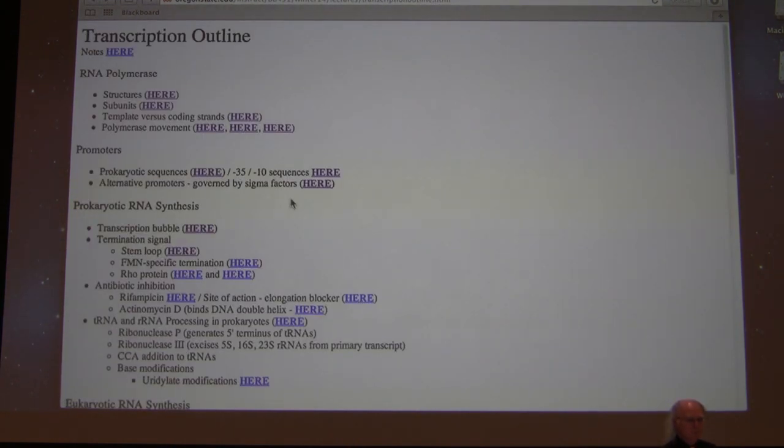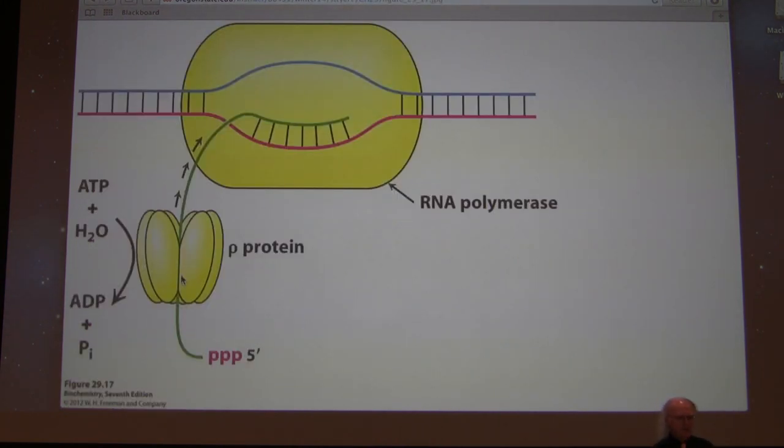Okay. Now, I've just described to you factor-independent termination. Given that one is called factor-independent, it wouldn't be too surprising to think that there might be another one called factor-dependent, and there is. And the factor-dependent one is kind of cool. Factor-dependent termination involves a specific protein called Rho, R-H-O. And Rho looks like this guy right here.